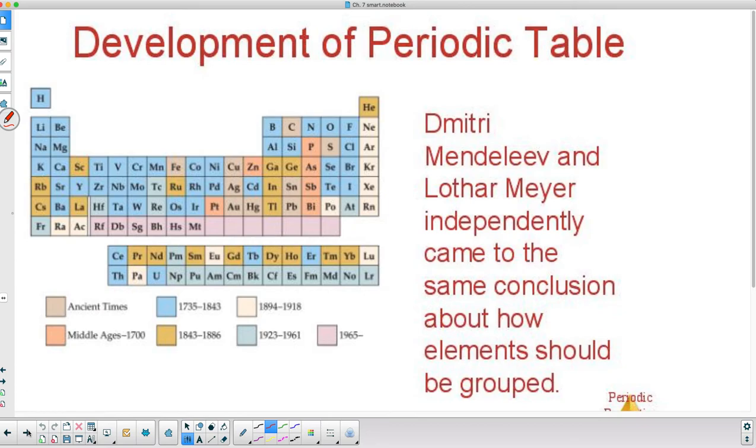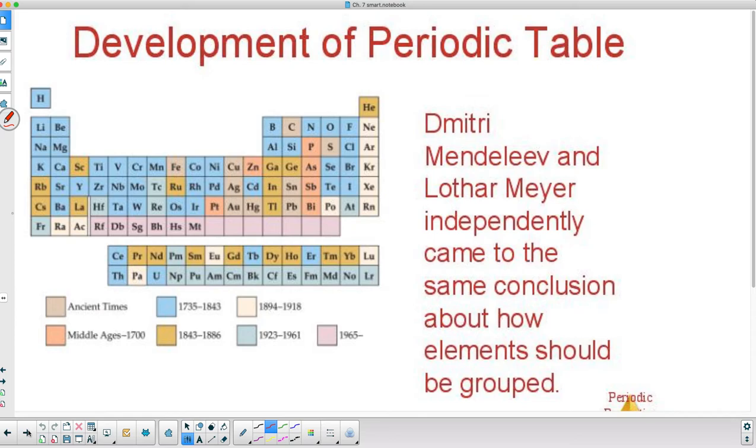If you take a look here, the gray ones are the ones that have been known since ancient times, which includes iron, copper, silver, gold, even mercury, tin, and lead. But the blue ones are the ones that were discovered within about 100 years of Dmitri Mendeleev and Lothar Meyer. It's like a Bond villain or something ridiculous.